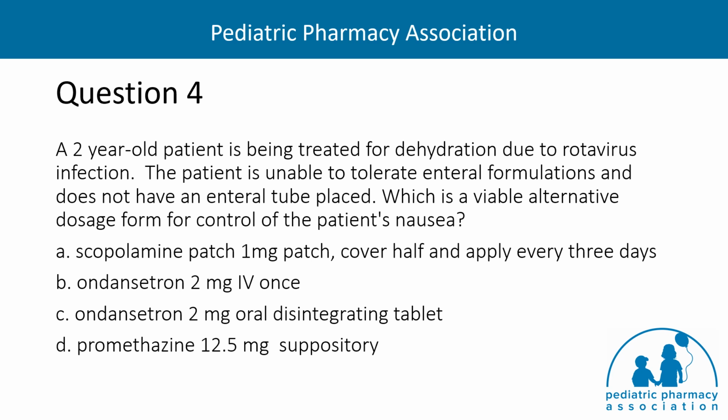The answer to this question is B. Ondansetron 2 milligrams IV once. This is because venous access has probably been established, which would make ondansetron an easy dosage form to use. Scopolamine is an option if the patient will try not to remove it, and the disintegrating tablet is not a sure bet as the patient is not tolerating anything by mouth. Promethazine is on the Kids List and it's not recommended in children this age. Also, diarrhea will make a suppository very ineffective.